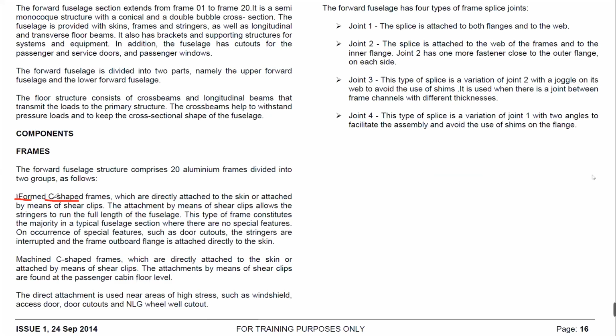So these I and C form shape frames are directly attached to the skin, or they are attached with shear clips. These shear clips allow the stringers to run the full length of the fuselage. And this is like for the majority in typical fuselage sections. So for the rest of the fuselage, it will be almost the same. We have some exceptions, of course, but it will be kind of the same. These machined C-shaped frames are directly attached to the skin, or they can be attached also with shear clips. Same story as the previous one.